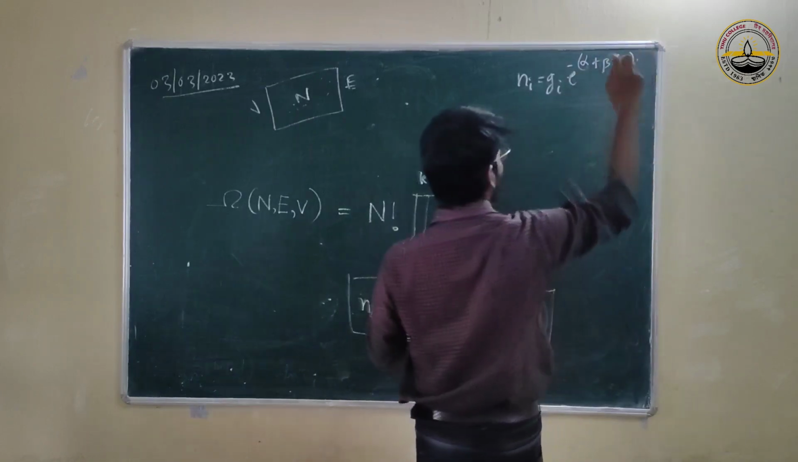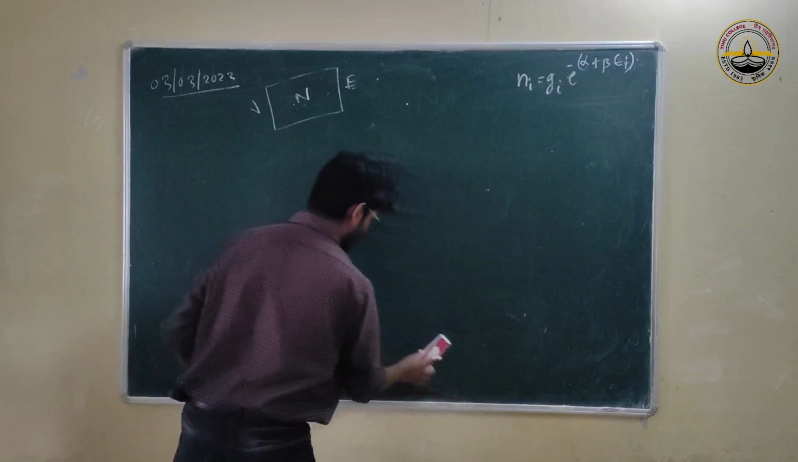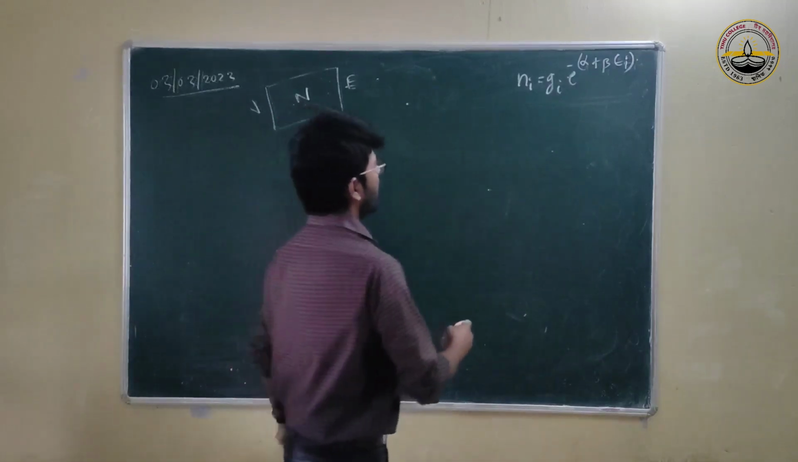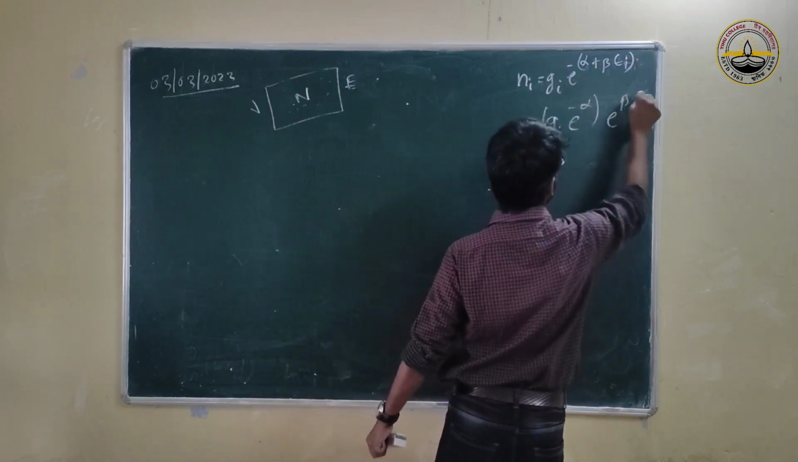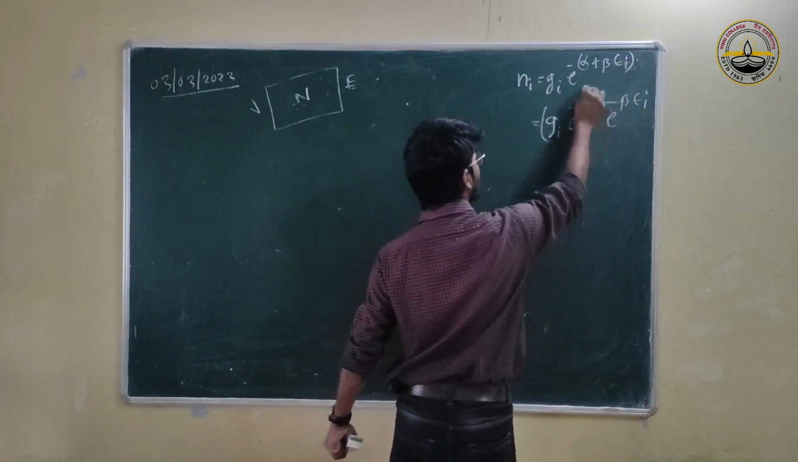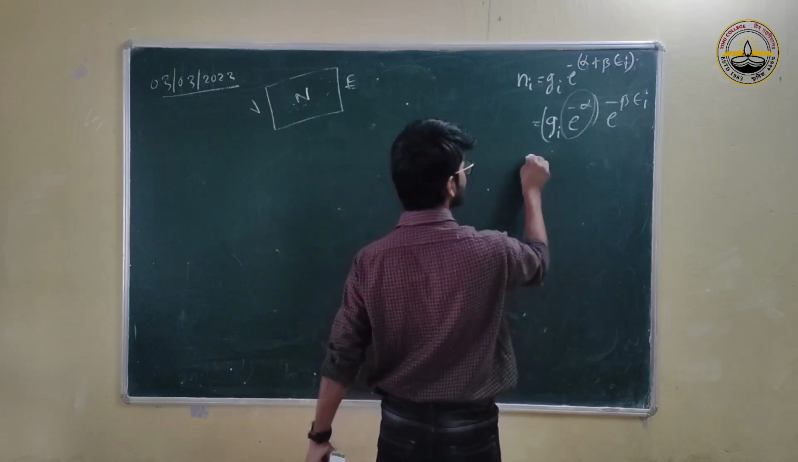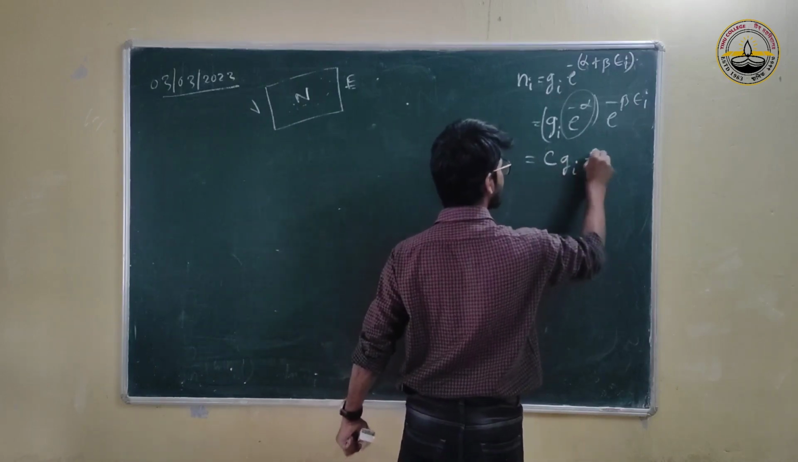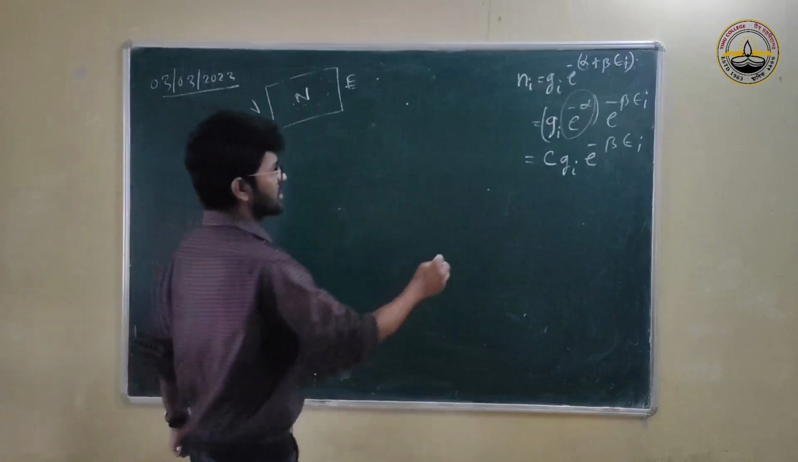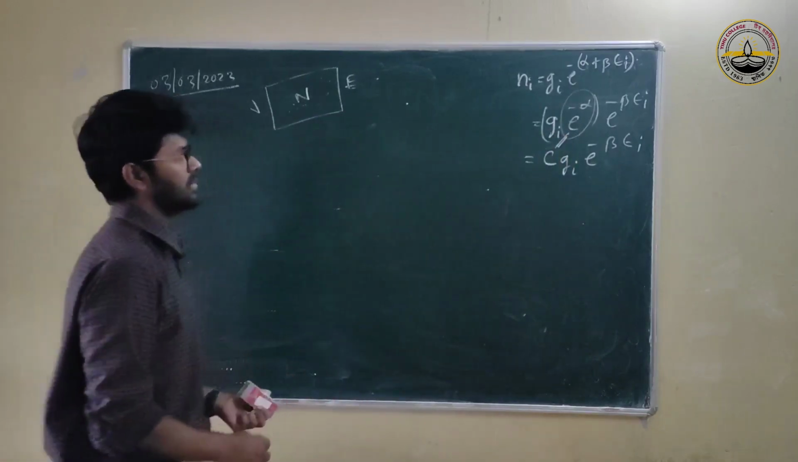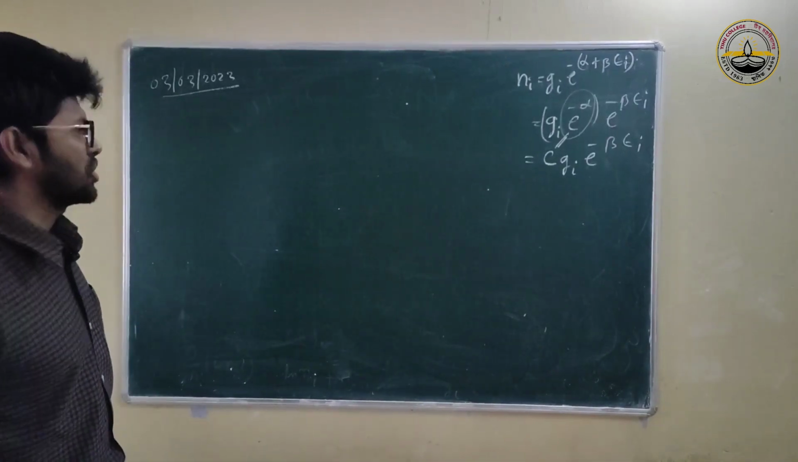So I probably used alpha prime and beta prime, but that's not important because we are going to calculate these numbers now. Before that, n_i equals g_i e to the power minus alpha e to the power minus beta epsilon_i. Now e to the power minus alpha is after all another constant, right? Alpha is a constant, so e to the power minus alpha is a constant. We can just write that as C, so n_i equals C g_i e to the power minus beta epsilon_i. So C is just this. Okay, so what are C and beta?